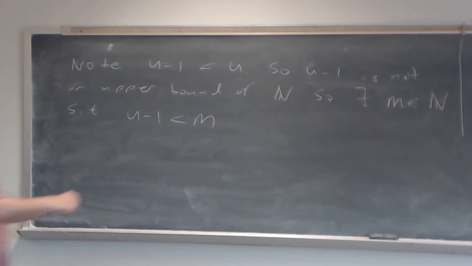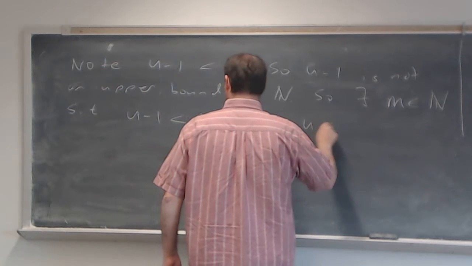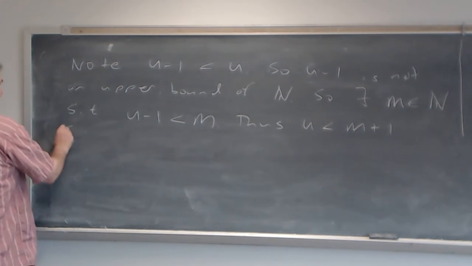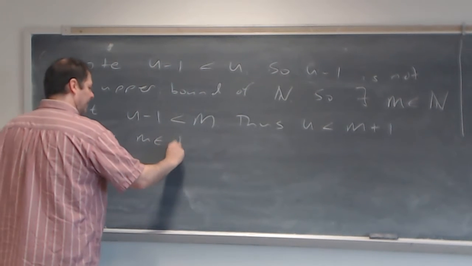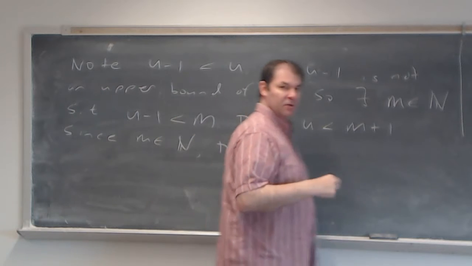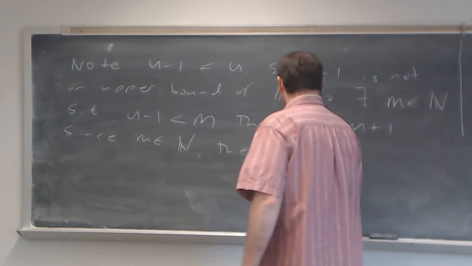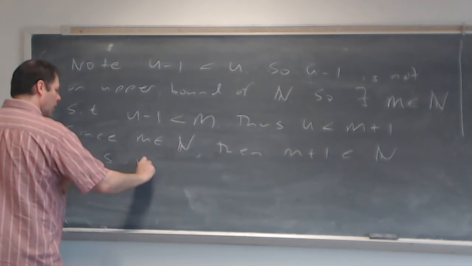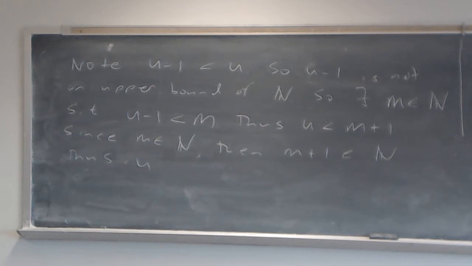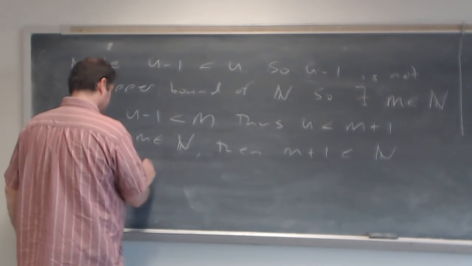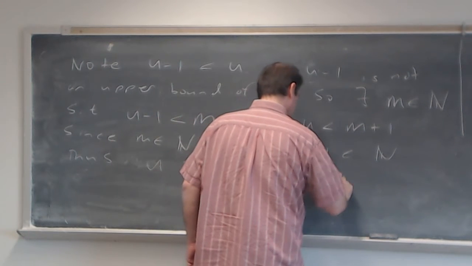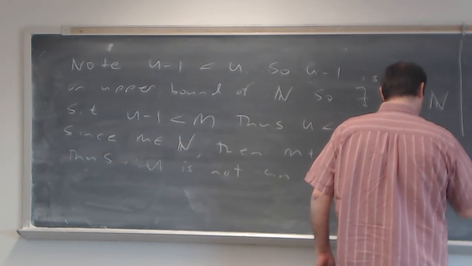If I add 1 to both sides, I have u is less than m plus 1. Now, since m is an element of the natural numbers, if you add 1 to m, you also get something that's in the natural numbers. Thus, u, remember what u was. What does u represent? It represents the supremum of the natural numbers in this setup. So what you have is u is not an upper bound for script N.